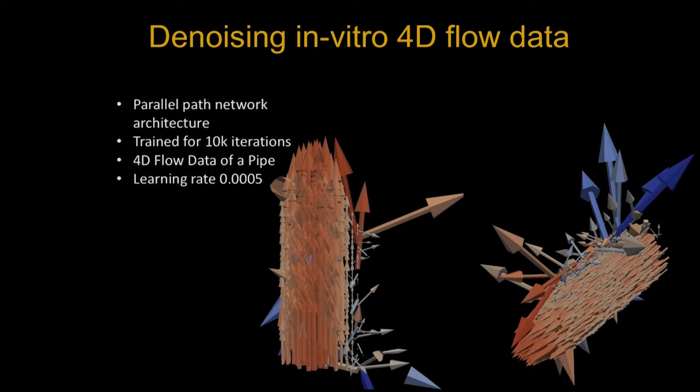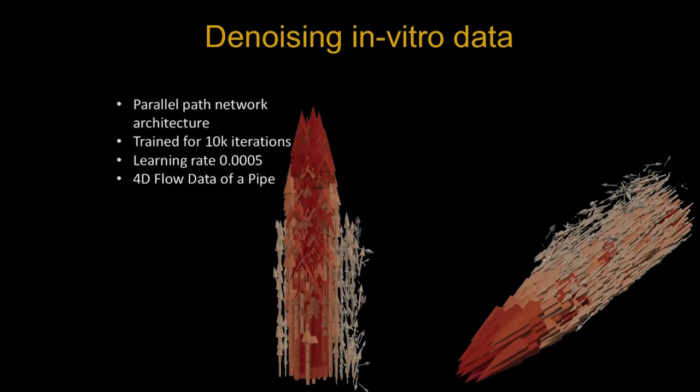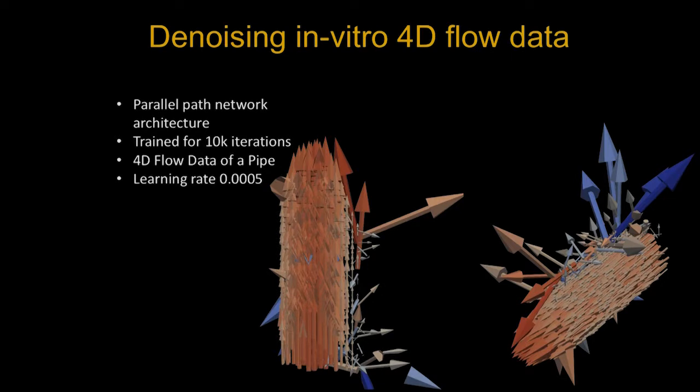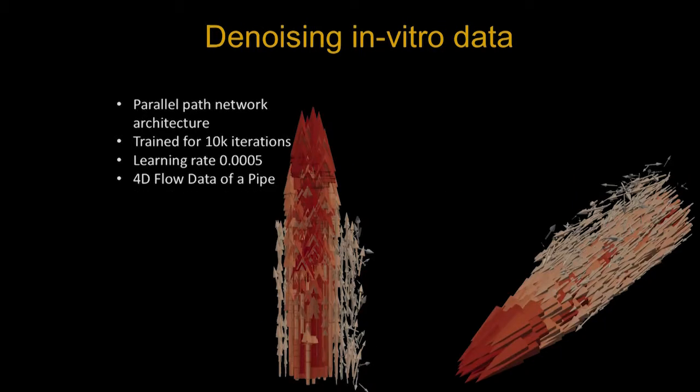So we recorded the in vitro 4D flow from a pipe from our experimental setup at Purdue, and we trained our parallel path network for even longer, 10K iterations, and a better learning rate. And then, you can see that there's quite a bit of noise at the edges near the walls. And so that's what we're trying to reduce. And then when you look at the network's output, you can see that there are much better vectors now near the walls. So to understand what's happening even better, we look at the PDF plots of each component.